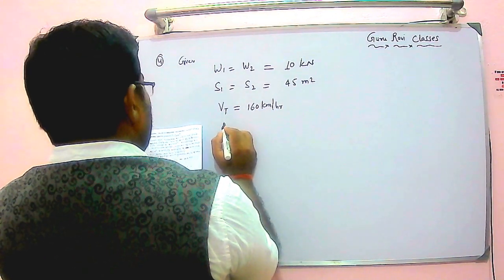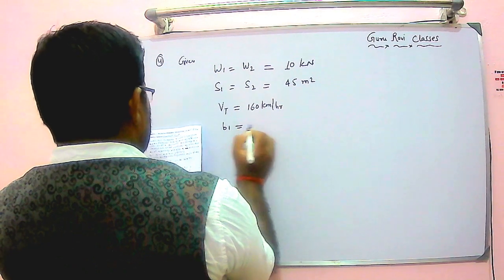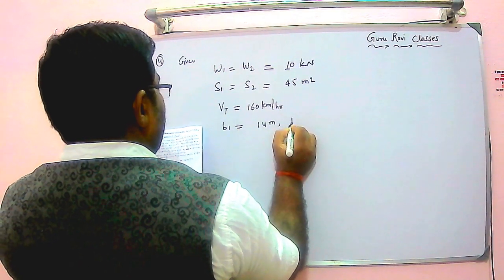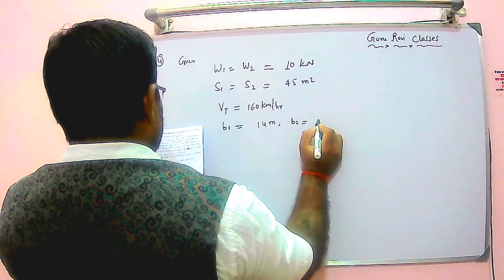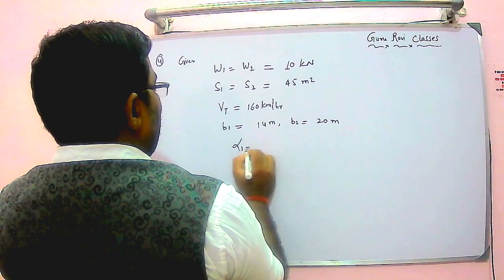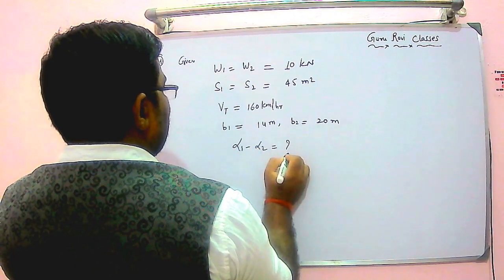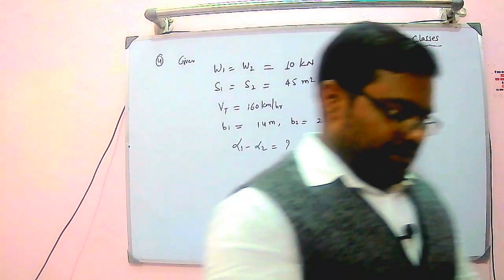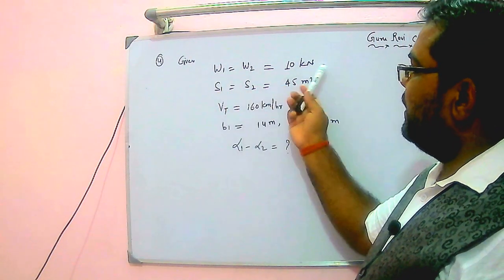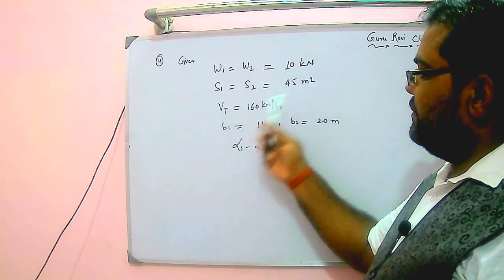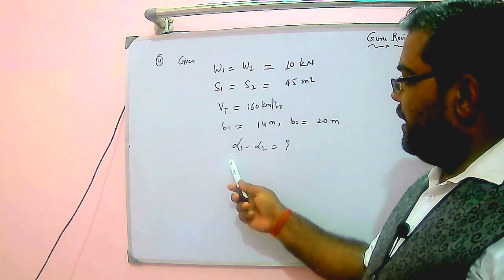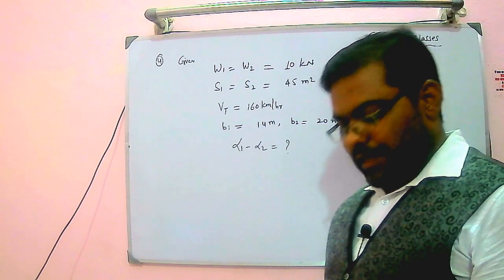And wing span are different. B1 is given as 14 meter and B2, these are the wing span I am writing, 20 meter respectively, and we need to find out alpha 1 minus alpha 2. This we need to calculate. So look at the data. So data is here. Weights are given, S1, S2, V true is given, B1 and B2 are given. These are wing spans, and alpha 1 minus alpha 2 need to be calculated.